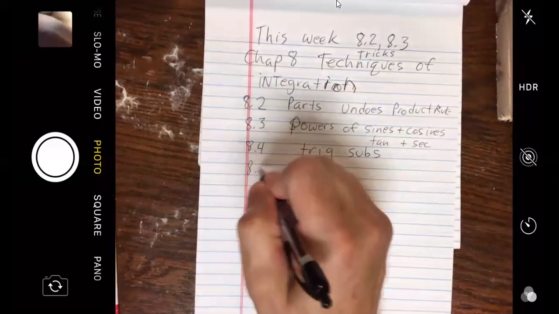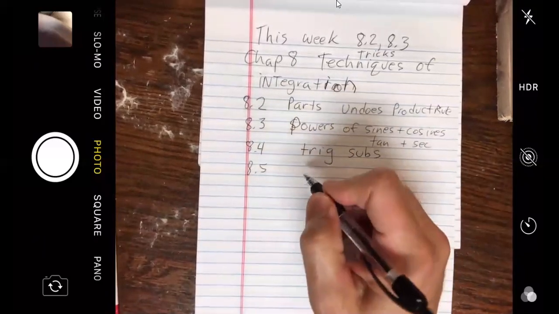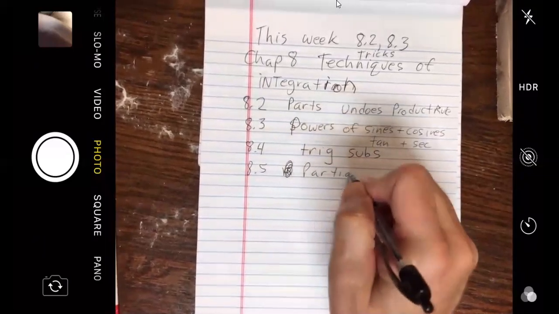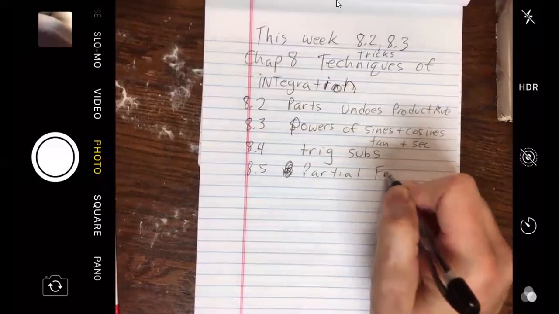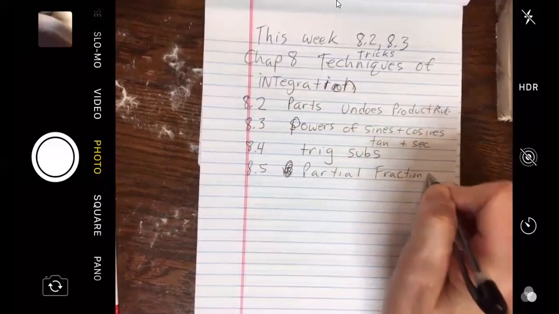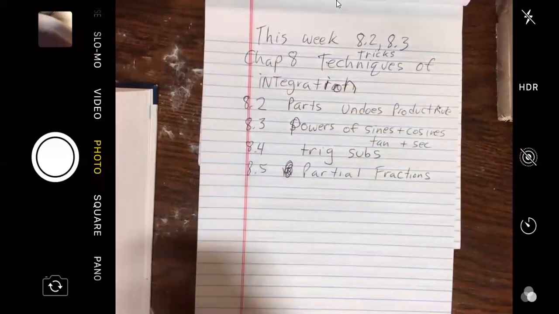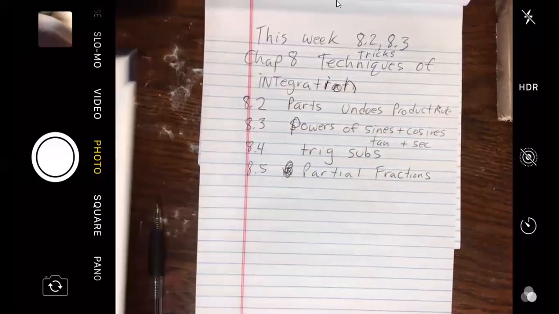And 8.5 is called partial fractions. I can give you the forms of these things as we're going through. There we are, up to 8.5.